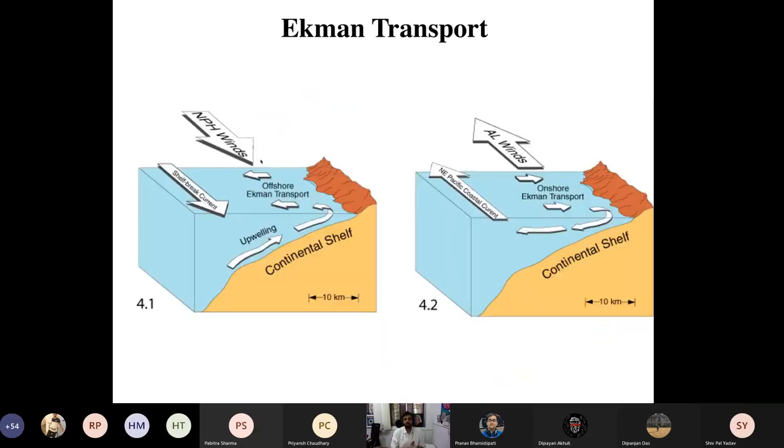What is the consequence of it? The consequence of it is Ekman transport. Whenever you have air mass coming from north to south in the northern hemisphere, we know that the water mass will be deflected to the right of that air mass.